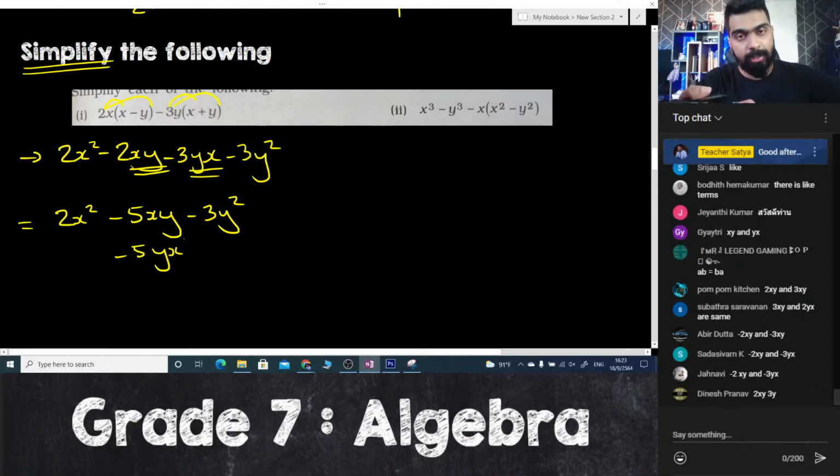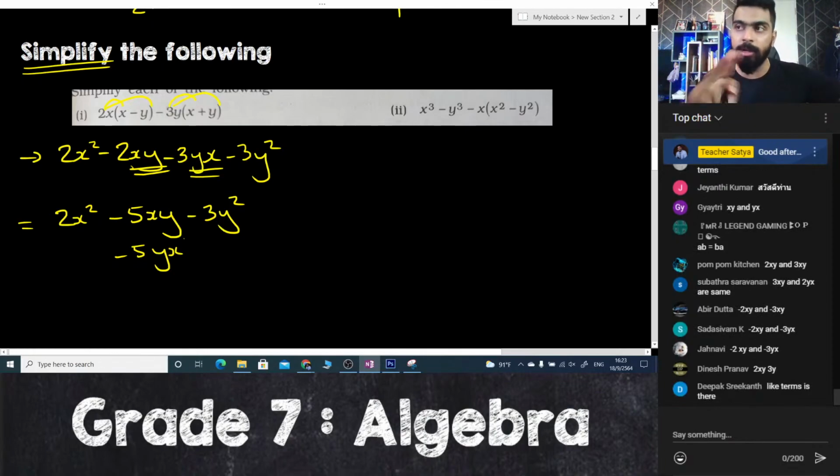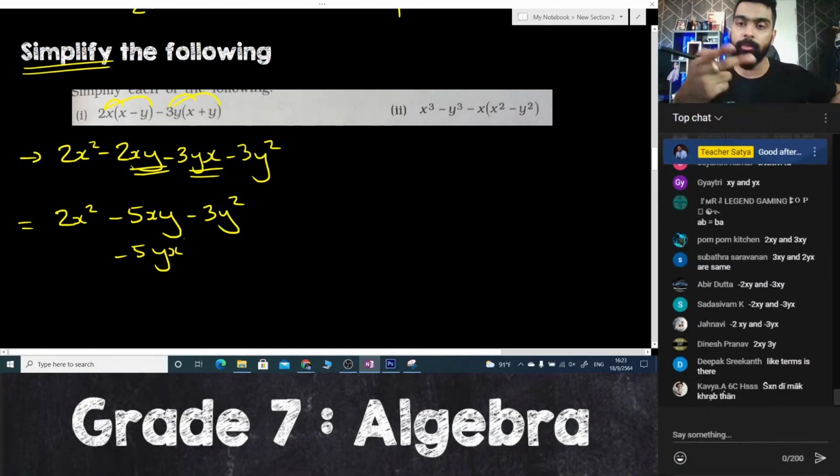So when we find the like terms, you can write the variables however you want. The answer will still be the same.